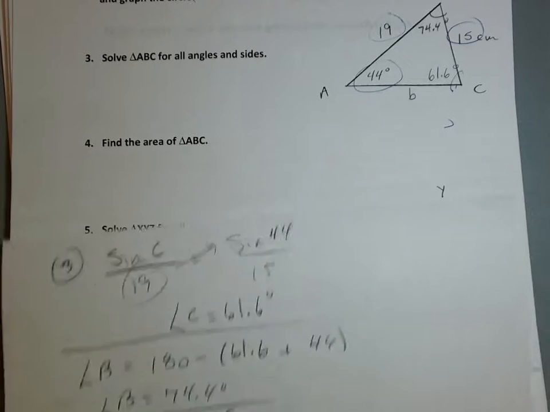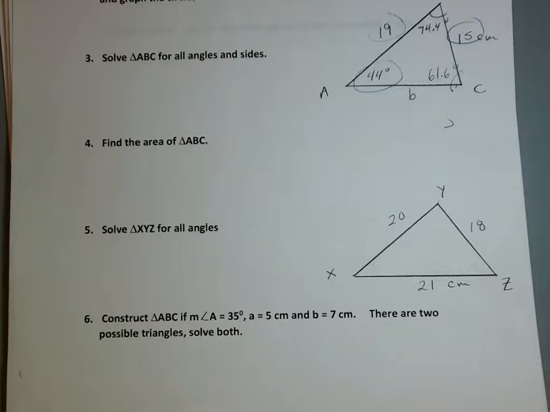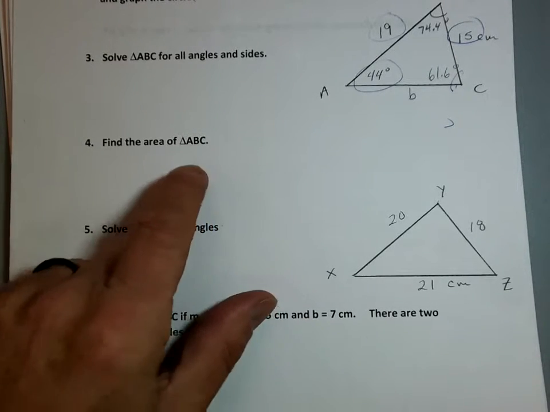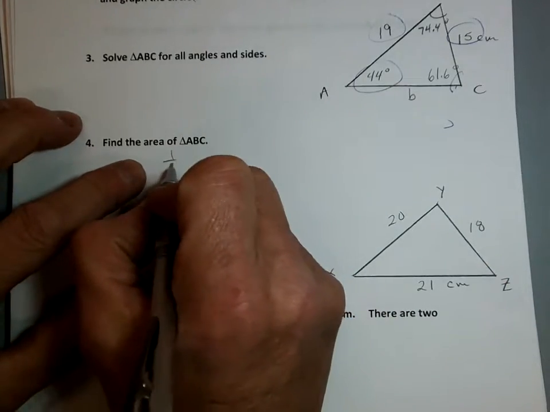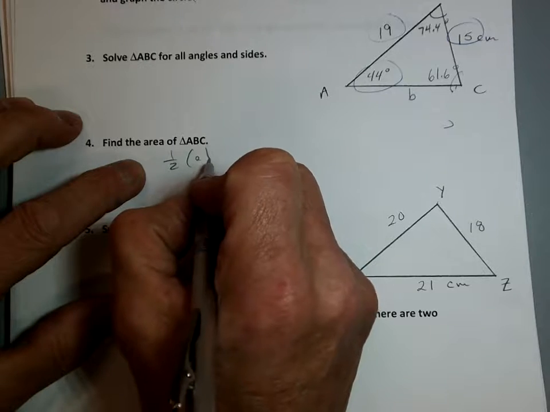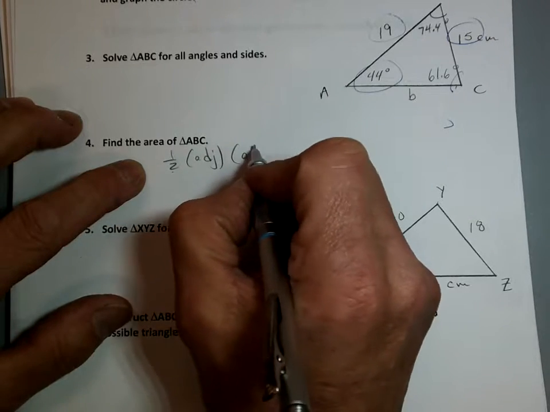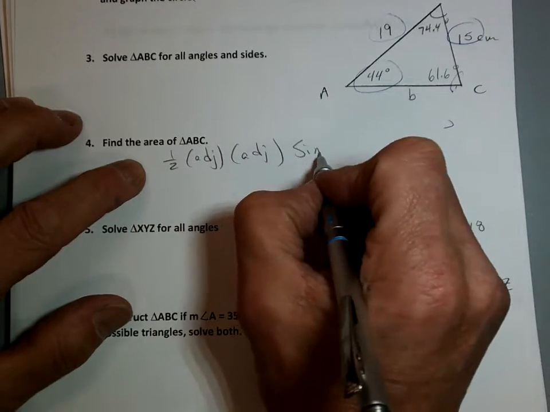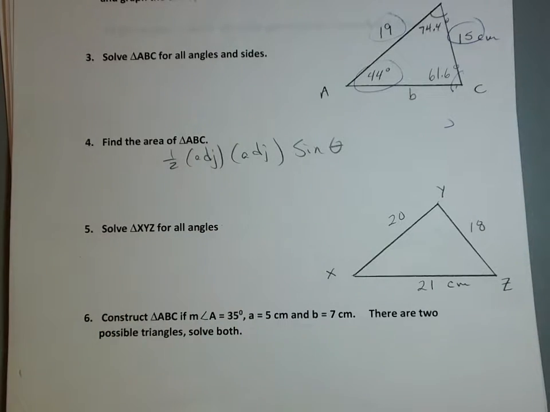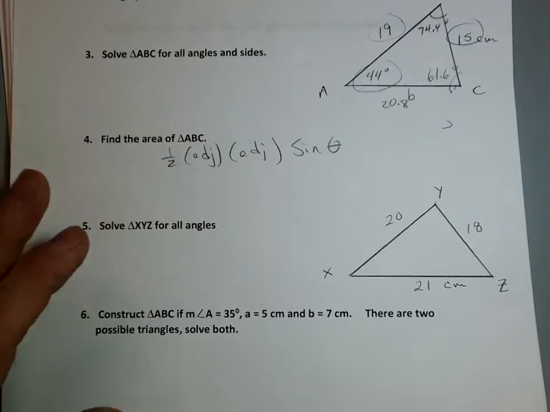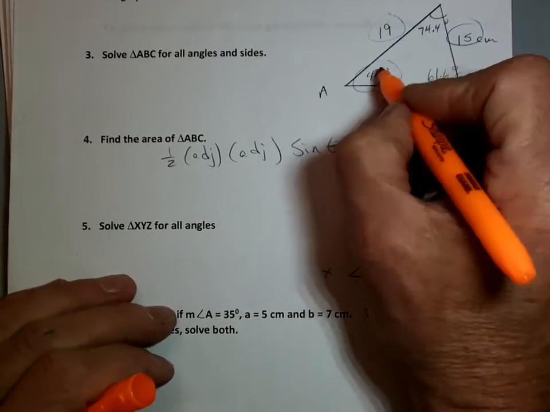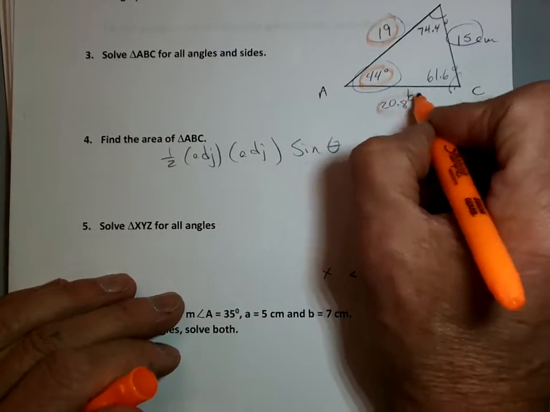All right, moving on to 4. So 4 says find the area of ABC. Okay, well that's not too bad. To find the area, I need 1/2 adjacent times the sine of an angle. So I just have to pick an angle since I know them all. I may as well pick, let's see, B was 20.8, right? So if I pick my 44 as my angle, then I'll use my 19, I'll use my 20.8.